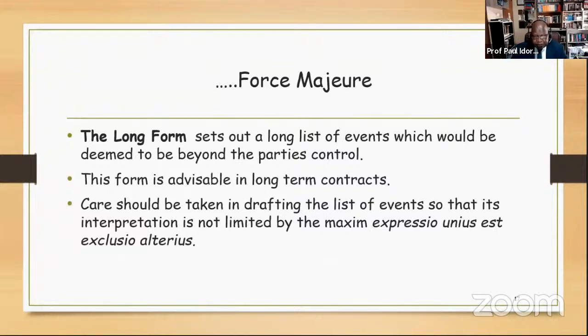Even if you decide to adopt the long form where you list all conceivable events that can amount to force majeure, ensure that you state that it is not limited, it includes but is not limited to the following. So make it open-ended, but again, remember your ejusdem generis rule. So make sure that you draft very, very intelligently. And when you list events and you didn't list others, don't forget the maxim, expressio unius est exclusio alterius. Don't forget the maxim.